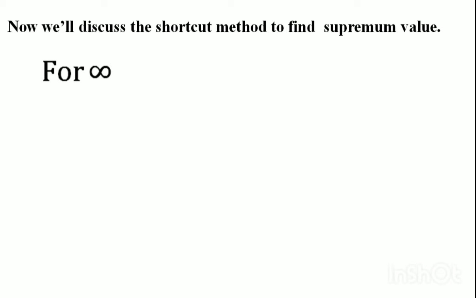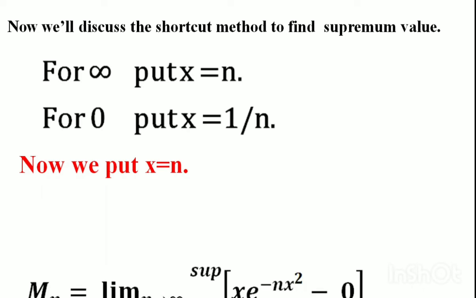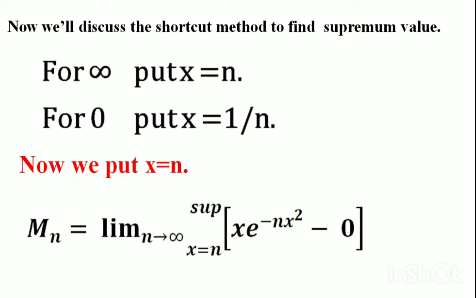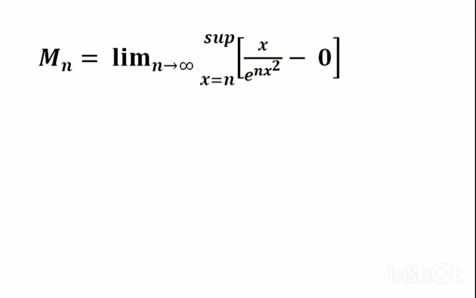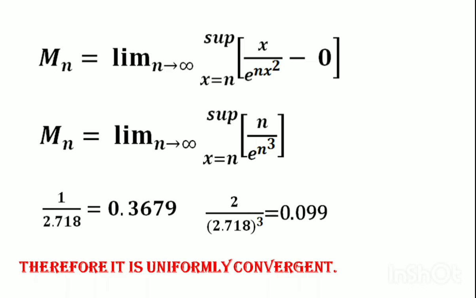For infinity, the x value goes to n. For 0, the x value tends to 1 by n, which gives 0. This is what happens. So now we put x equal to n in our place. What will we get? If we apply x equal to n, for n tends to infinity, in place of n, if I apply 1, it means 1 divided by 2.718. Actually e value is 2.718, which gives the value 0.3679. 2 divided by 2.718 means 0.099.